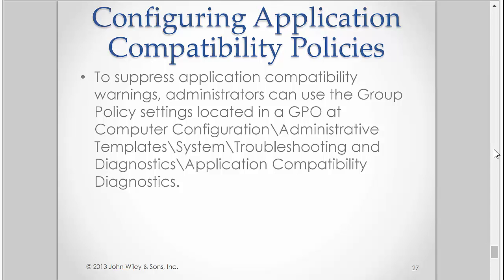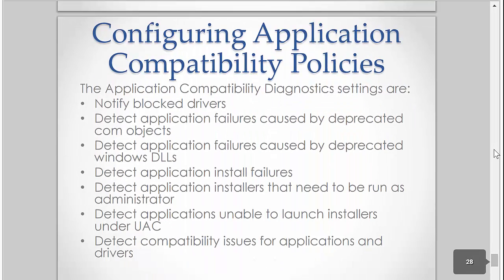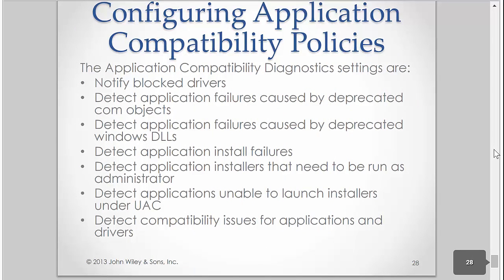So, suppress application compatibility warnings. Administrators can use group policy. We're going to talk a lot about group policy because that's how we manage these computers in a corporate environment. We want to make changes one time, not on 5,000 computers. We want that one change within Active Directory and group policy to affect those 5,000 computers, or affect a computer based on the user that's using it, what department it's in, what location it may be in, etc.